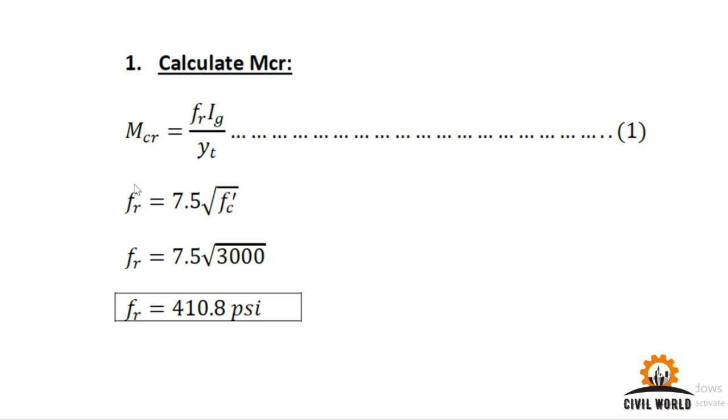For fr, we already have an ACI equation which we discussed in our previous lecture, which is 7.5 times the square root of f'c. We can calculate this value by putting in the value of f'c, which has been given to us, and f'c is equal to 3000 psi. So our flexural strength is 410.8 psi.